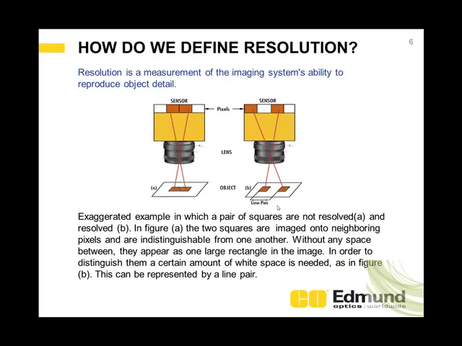So how do we define resolution? If we look at the two pictures left and right, we can see that in figure A on the left, the two squares are imaged onto neighboring pixels, but they're indistinguishable from each other. Without any space between, instead of seeing two pixels here, you see one large rectangle in the image. In order to distinguish them, a certain amount of white space is needed, as in figure B. Here you can see that the line pair is discernible on the sensor.